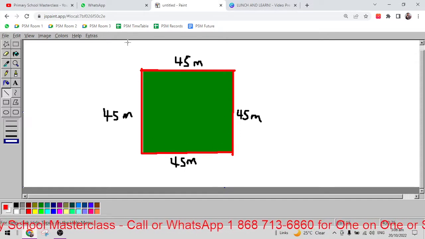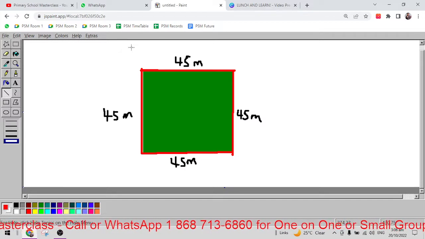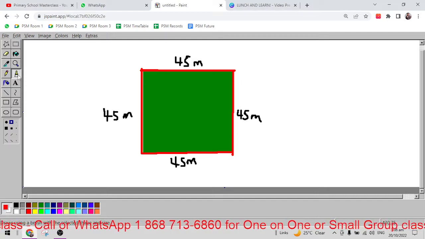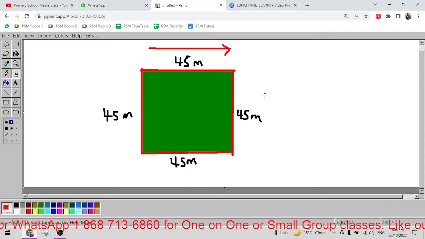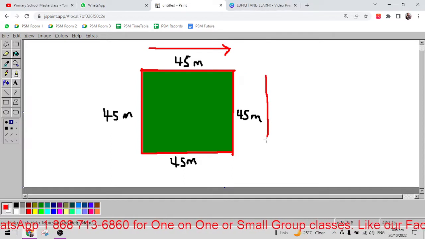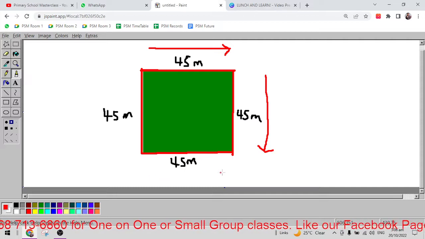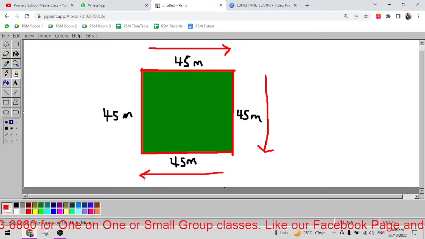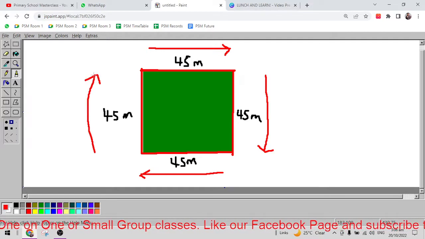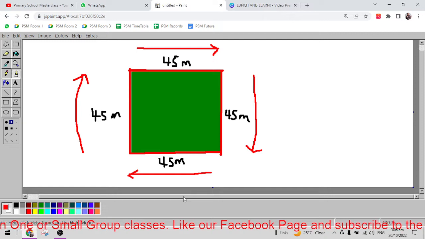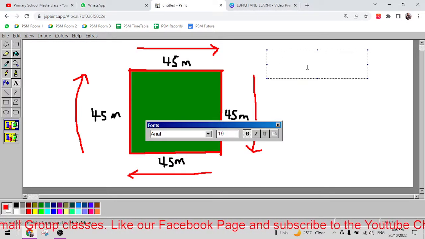So therefore, I need to measure 45 meters going this way of wire, 45 meters going this way of wire, another 45 meters going this way, and another 45 meters going this way, right? So basically, I need to find the perimeter of a square. I'm going to write this here.